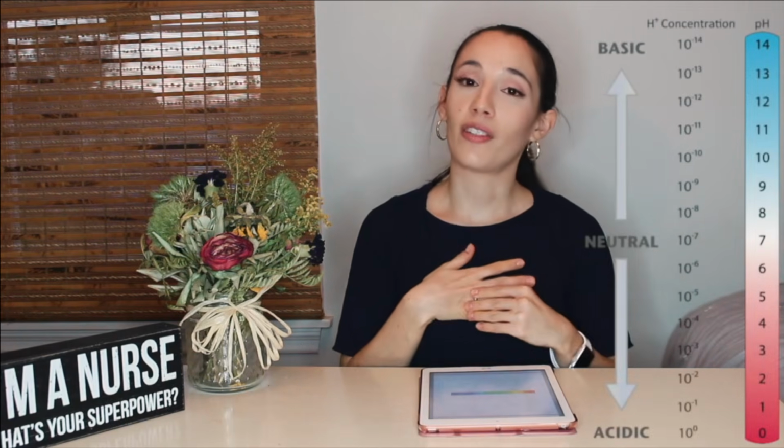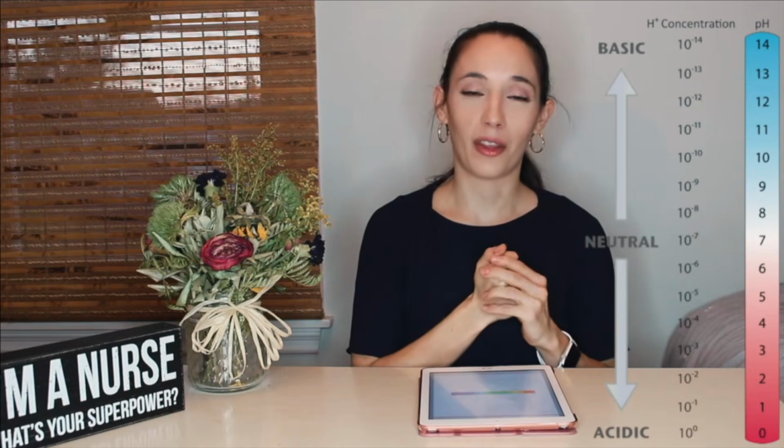pH is measured from 0 to 14. So neutral is 7, and we said below 7 is an acid, and above 7 is a base. So a pH of 6 is 10 times more acidic than a pH of 7. And a pH of 5 is 100 times more acidic than a pH of 7. A pH of 9 is 100 times more basic than a pH of 7.